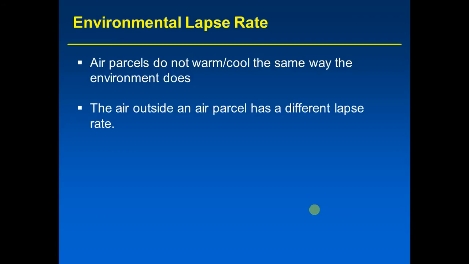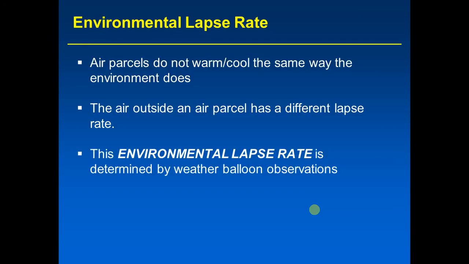Because the air outside the parcel cools down and warms up in different ways. The environmental lapse rate is the rate at which the environmental temperature changes with height, the rate at which the temperature outside an adiabatic air parcel changes with height. It's determined by weather balloon observations, and it's highly variable, even more variable than the moist adiabatic lapse rate.